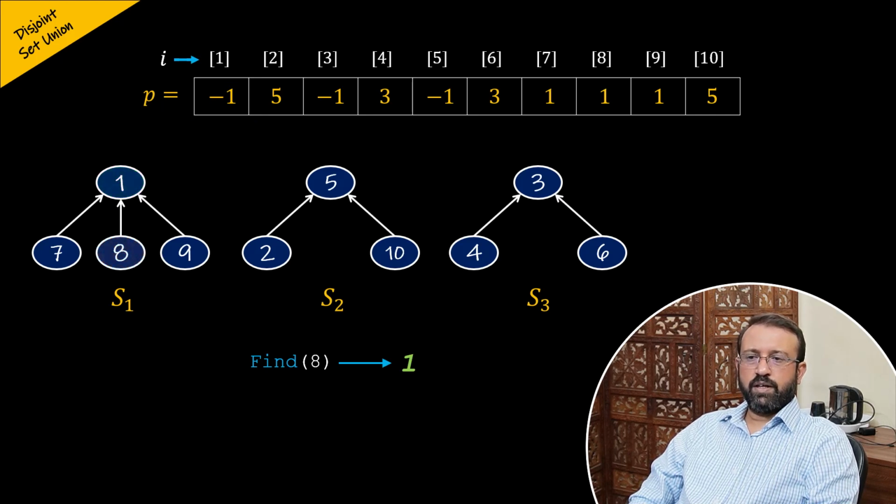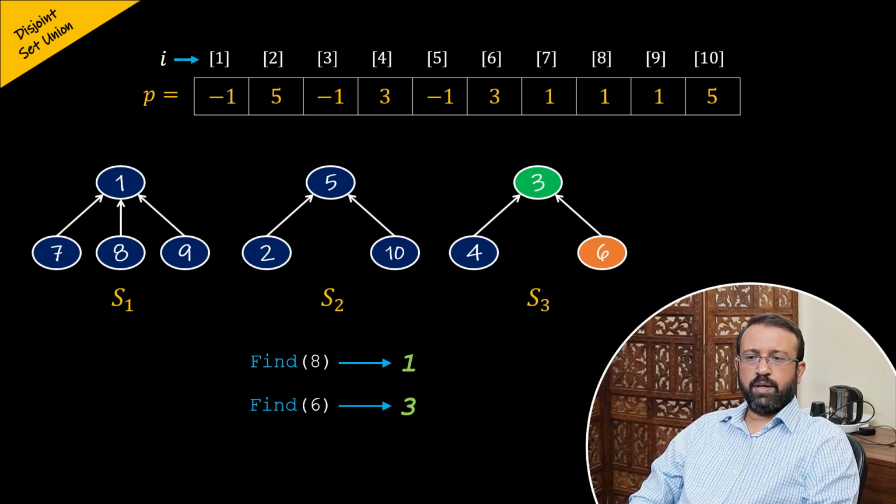In the same way, the find operation to find element 6 is to look for node 6 and return the root of the tree. In this case, node 6 is the child of parent node 3 and node 3 is a root. So, node 3 is returned, which is the root of the tree representing disjoint set S3.